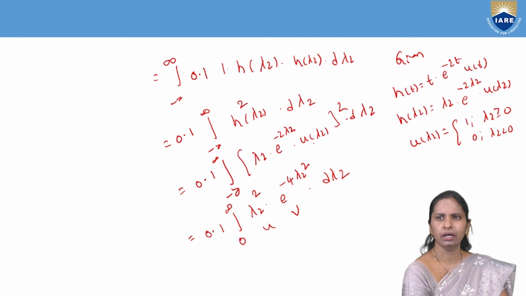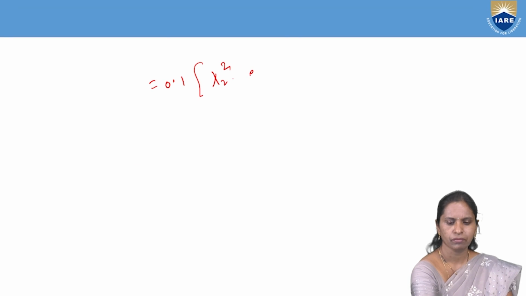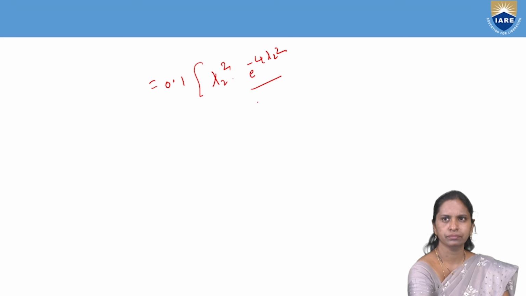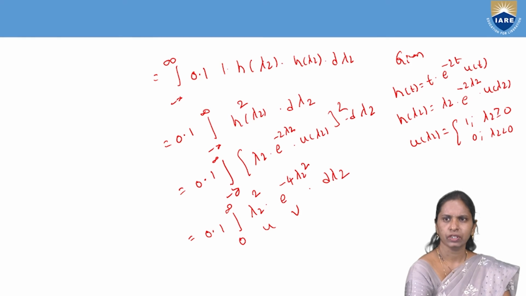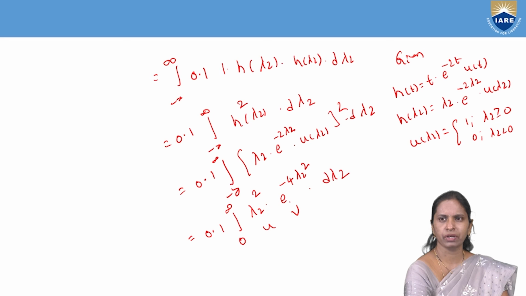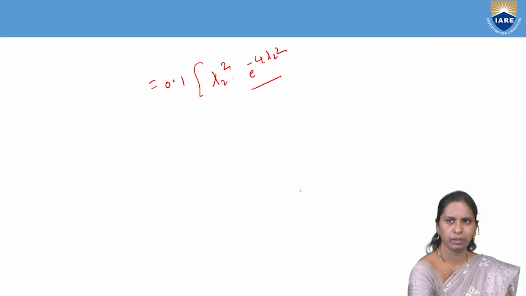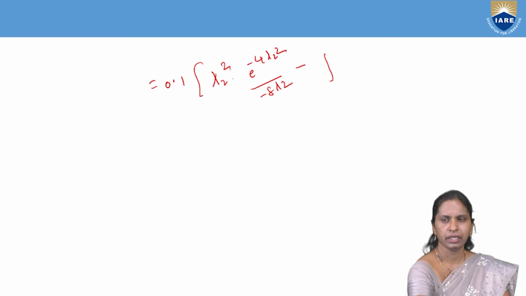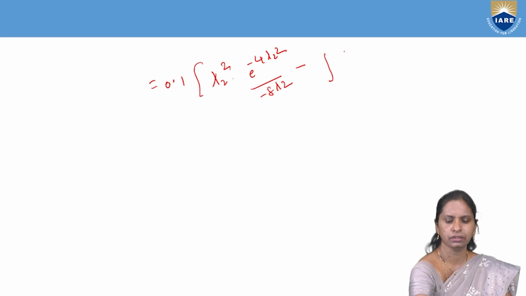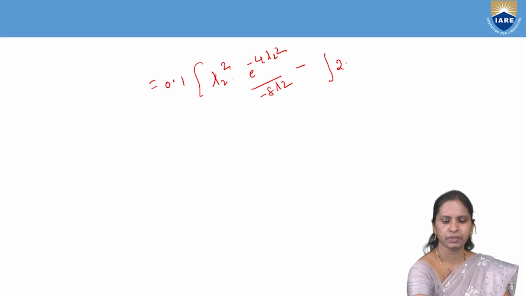Now what is the integration of e power minus 4 lambda 2 square? It is e power minus 4 lambda 2 square by minus 8 into lambda 2. So minus 8 into lambda 2, minus integration of u dash. What is u dash? The differentiation of lambda 2 square with respect to lambda 2 is 2 lambda 2, into integration of v.